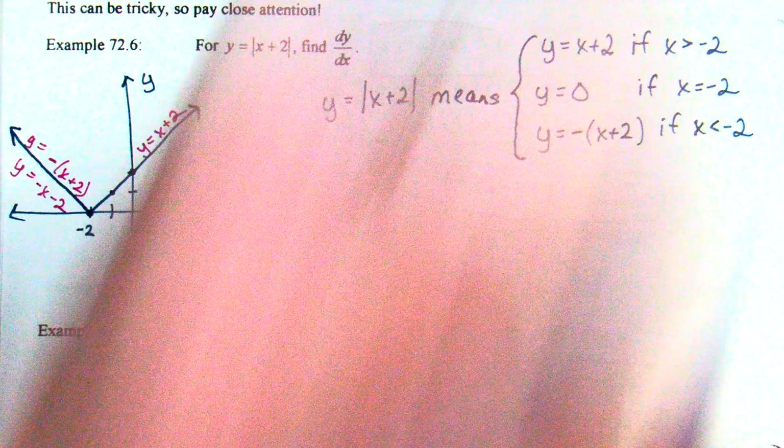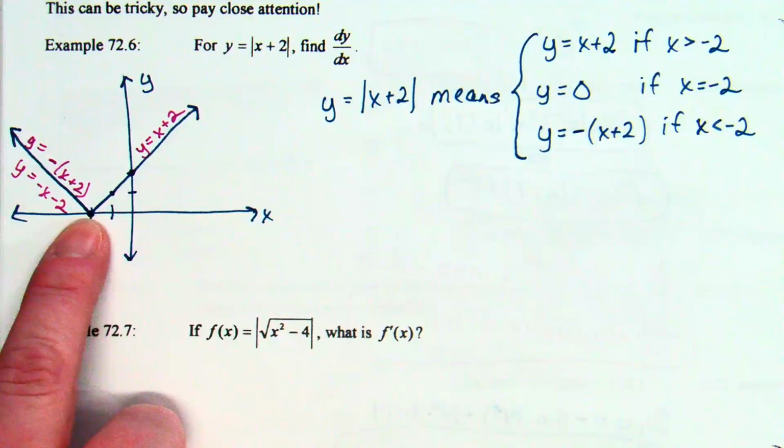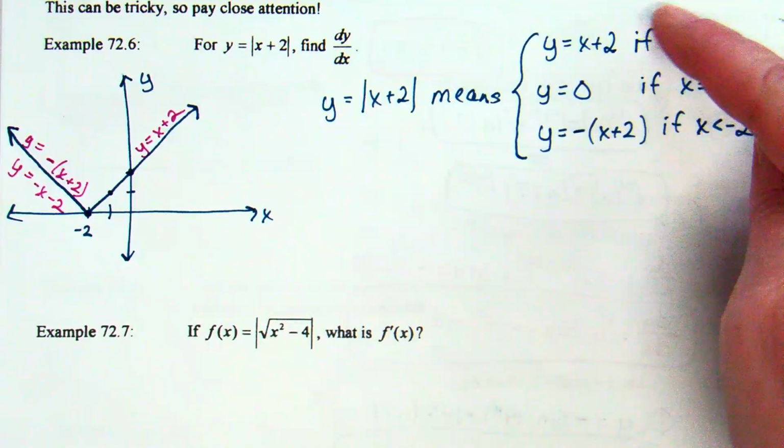Okay, what I've attempted to do, hopefully successfully now, is y equals x plus 2 when x is greater than negative 2, so that's that line. It's y equals negative x minus 2, or negative x plus 2, when x is less than negative 2, and at this point, it's y equals 0. So now we're ready to take the derivative. Basically, you have to take three derivatives. I have this broken into three sections, so I'm taking three derivatives.